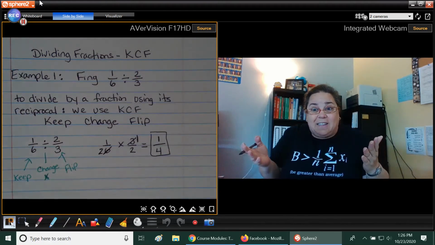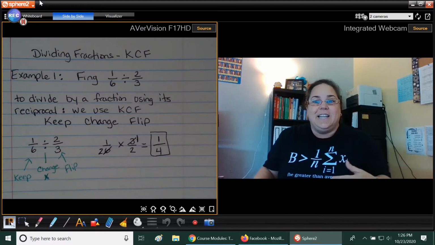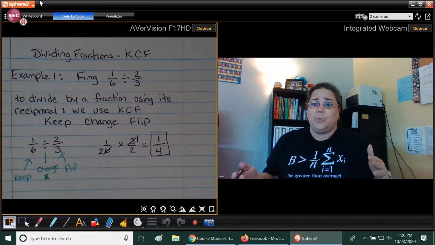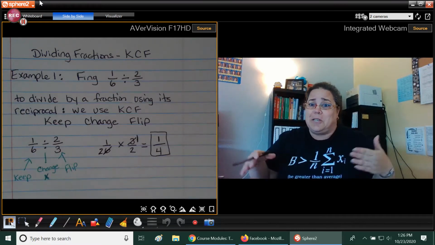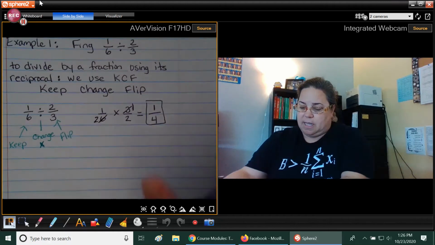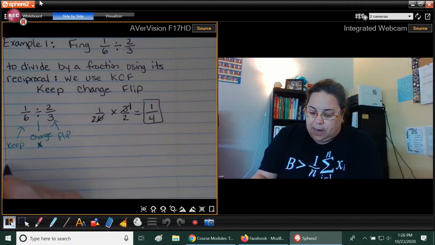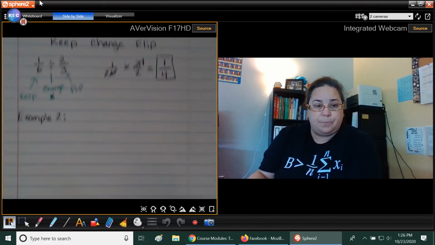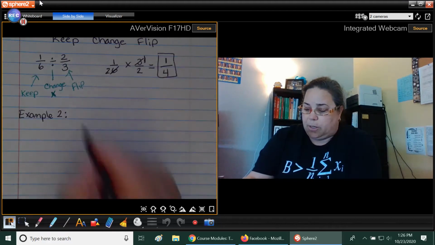Easy, right? I know. So a lot of people think that dividing fractions is kind of hard, but it's really not, because all you have to do is keep, change, flip. Okay? So let's look at it with another example. Example 2. Whole numbers.